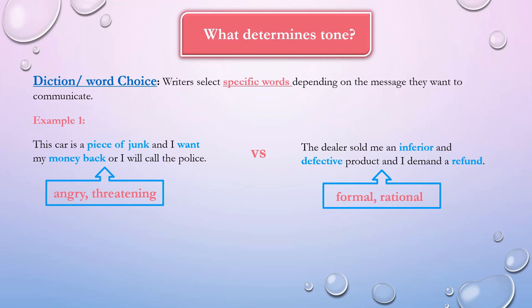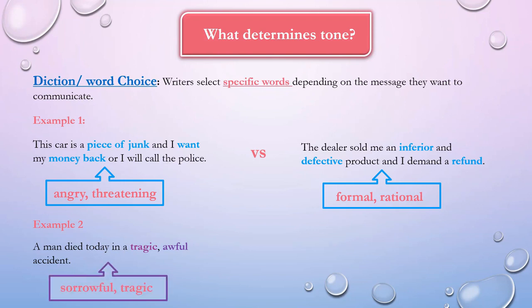Let's take another example. A man died today in a tragic, awful accident. When you read this, it shows that the speaker who said the sentence or the writer feels sorrowful because of the words tragic, awful. So here the tone is sorrowful and tragic.